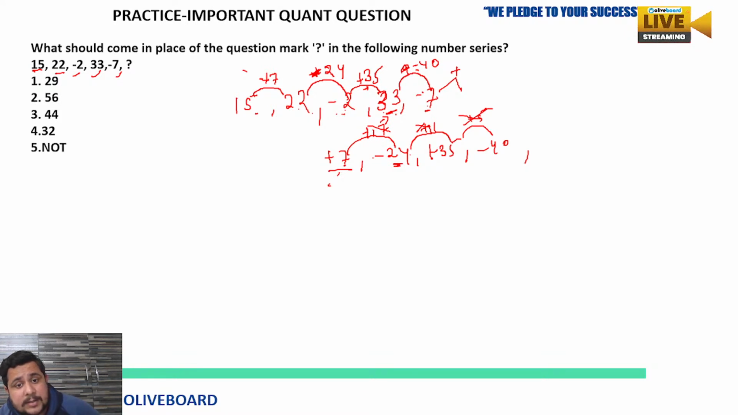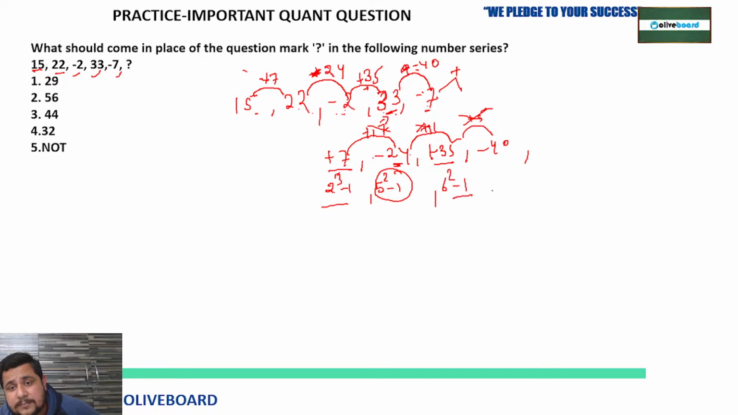7 is just 1 less than 2 cube, so 2 cube minus 1. Now minus 24 can be 5 square minus 1, fine. Then 35 is 6 square minus 1. But 40 is not a perfect square minus 1, and 2, 5, 6 also do not follow any sequence. Now we will do factors. What can be the possible factors of 7? 7 multiplied by 1. Now for 24, 12 into 2, 6 into 4. So we can apply 6 into 4.